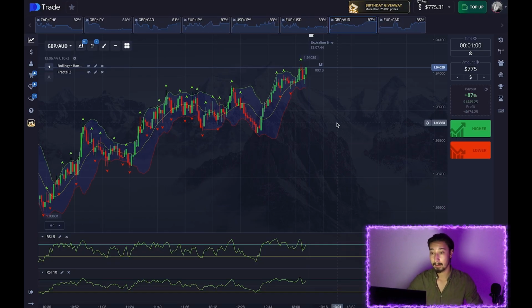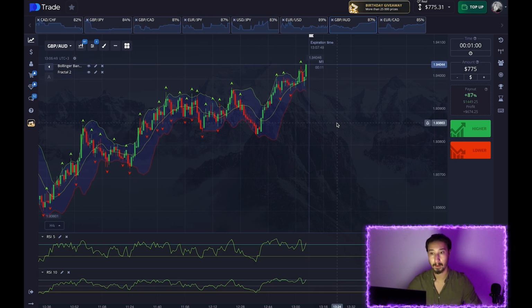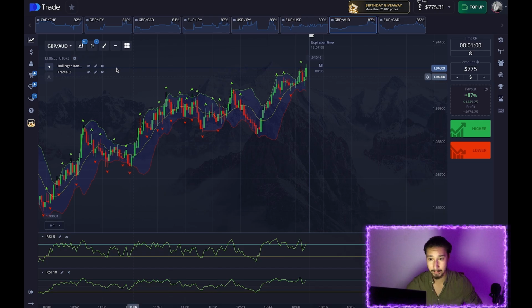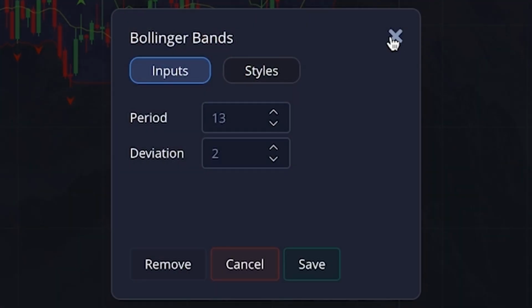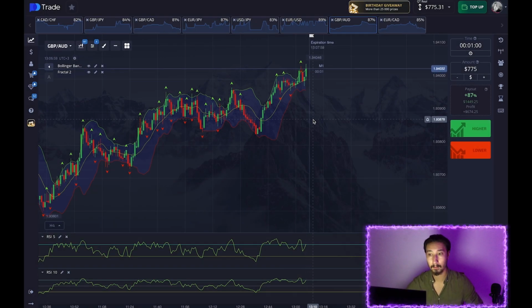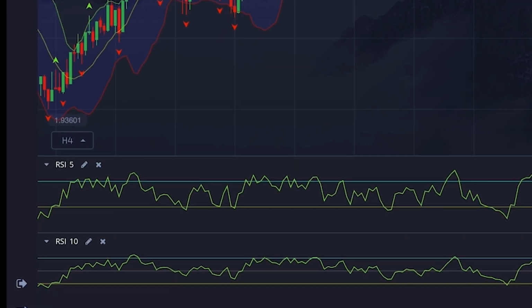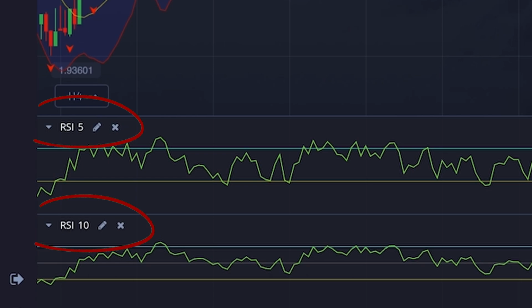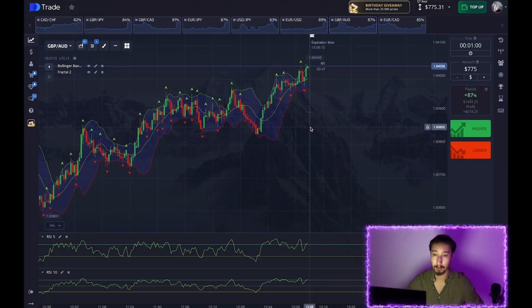Okay guys, the second strategy contains the next indicators. This is one of my favorite strategies, by the way. This is going to be Bollinger Bands with a period of 30 and deviation of 2, Fractal, again with default settings for this broker, and 2 RSI oscillators, not CCI. The first we will have with a period of 5, and the second we will have with a period of 10. Overbought and oversold areas we leave as default, 70 and 30.